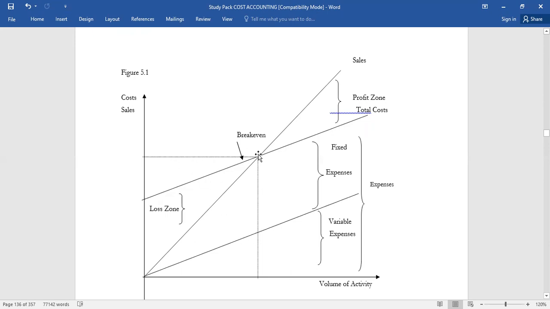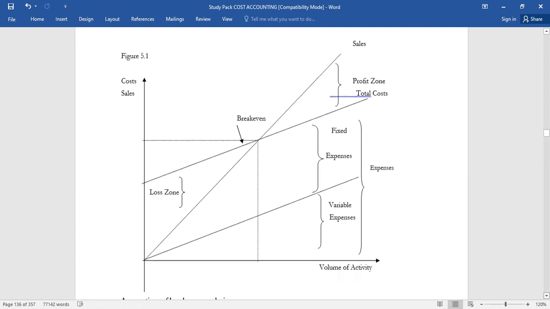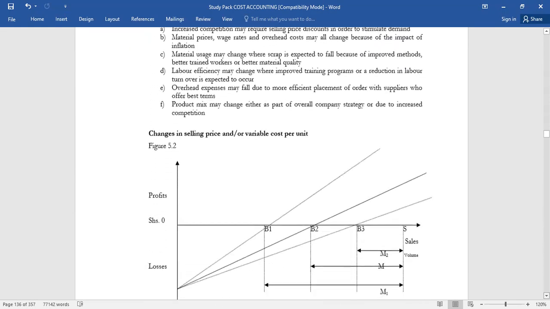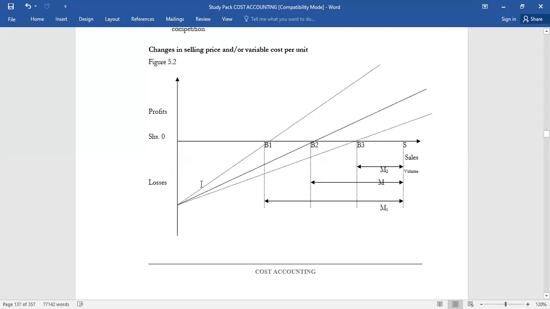BEP is where our sales are equal to the total cost, right? So I'm concerned with my profit area. The objective of any business is to maximize profit, right? So I'm looking at what I shall do to remain profitable. No manager will want to go below the break-even point. So if I take you to the next diagram, picking from the profit area, this is my profit area, this zone, and these are the margins of safety.